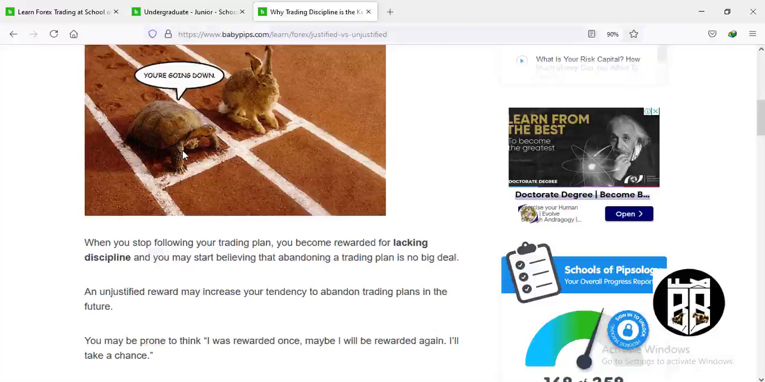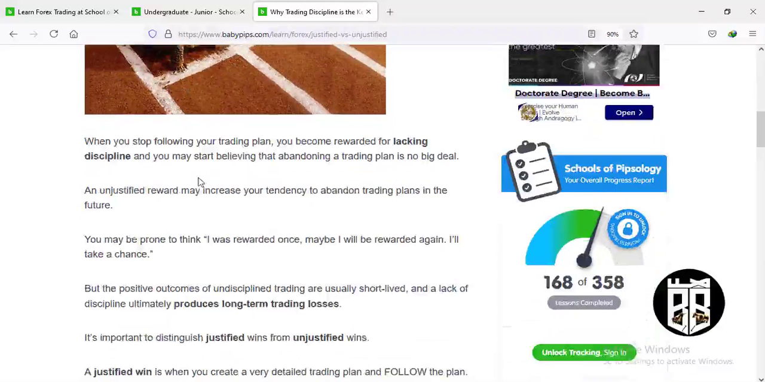The turtle will walk slowly but will get to the destination, but the rabbit can run very fast initially but might not get to the destination. So the turtle is saying you are going down. Exactly. When you stop following your trading plan, you become rewarded for lack of discipline, and you may start believing that abandoning a trading plan is a big deal. Like, it's not a big deal. Okay, so it is a big deal.